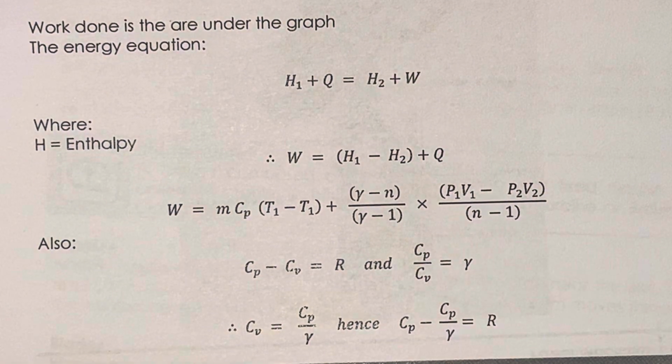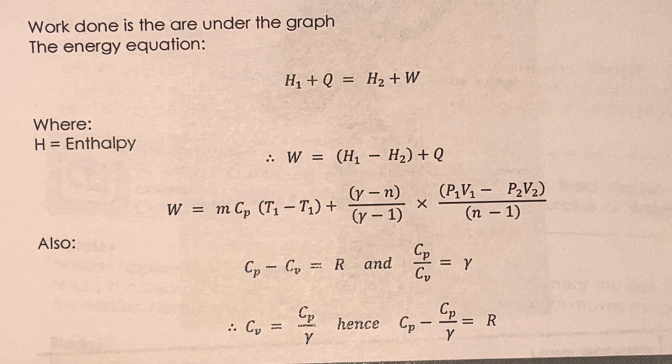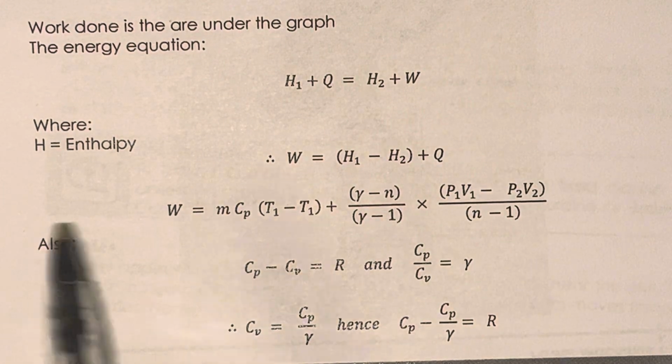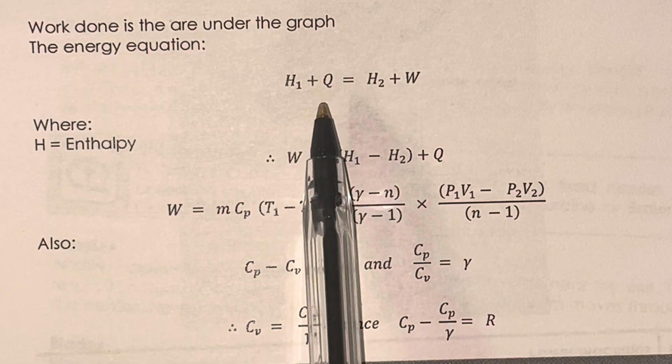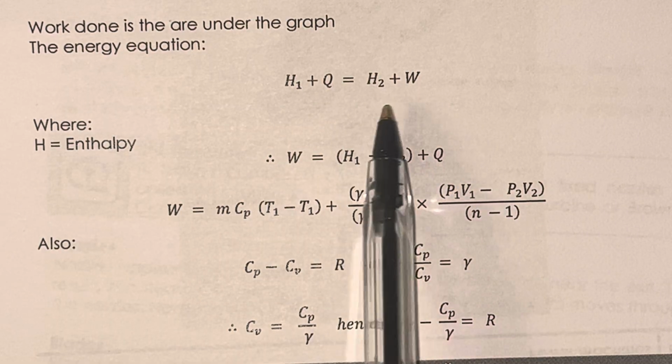Long story short, work is done. The work done is basically what you will normally find as the area under the graph. So we refer to the area under the graph as the work done. And now here is the energy equation: H1 plus Q equals H2 plus W.